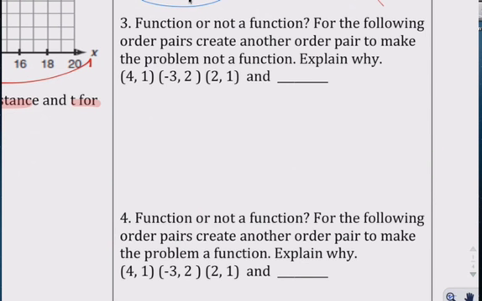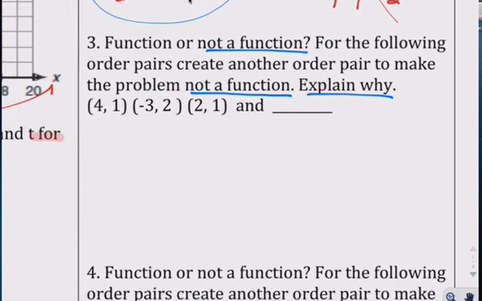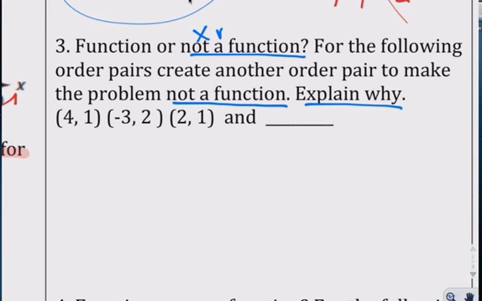Function or not a function. For the following ordered pair, create another ordered pair to make the problem not a function. Explain why. So when it's not a function is when the domain repeats, or the x repeats. Okay, so let's look at the x. This is 4, negative 3, 2. So you can make another 4 and any number you like. See, the domain repeats, the x repeats.